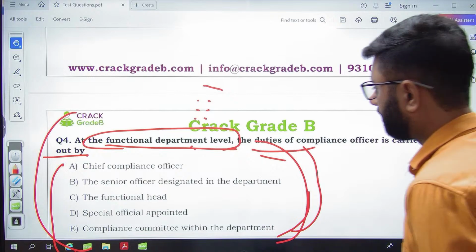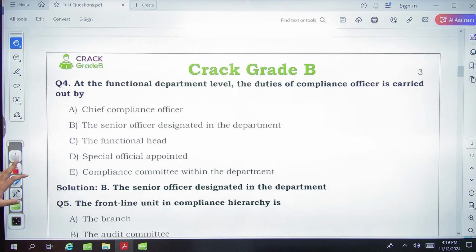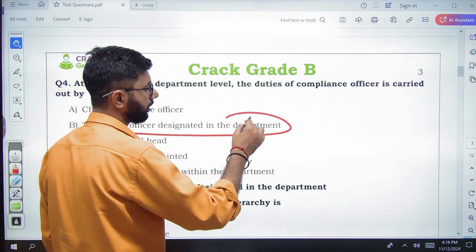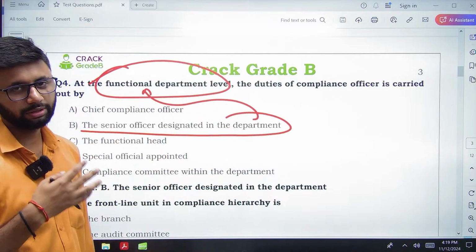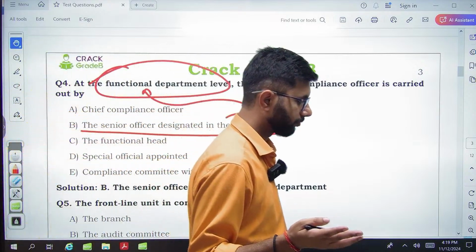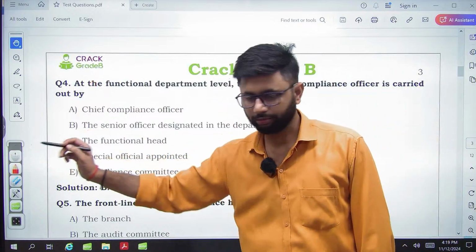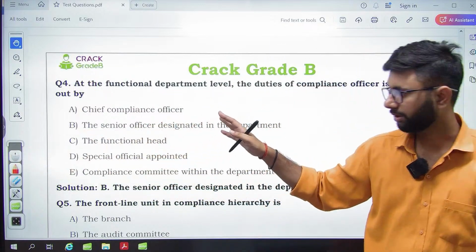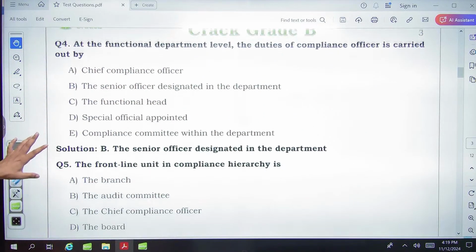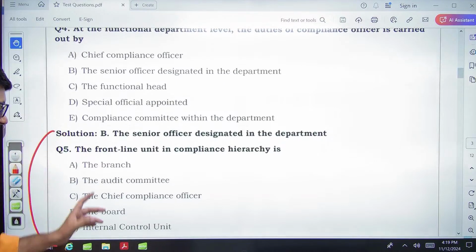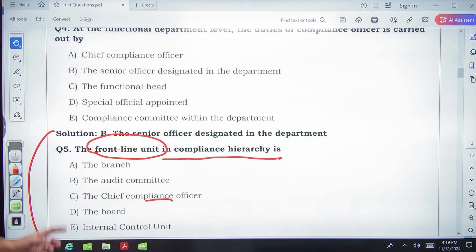It is simple: the senior officer designated in the department. Okay, simple question. The senior officer designated in the department will be focusing on making sure that the duties, the compliance, is being followed in a timely fashion or not. I hope this is clear. At the top there is the chief compliance officer. At the second level is the senior officer designated in the department. Let's go. Next: the frontline unit in the compliance hierarchy is what?